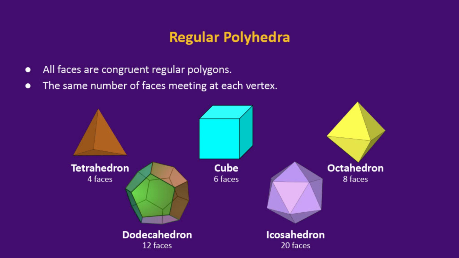The octahedron, which has 8 faces. If it's regular, each face would be an equilateral triangle, 4 triangles meeting at each vertex. Octa means 8. The dodecahedron, which has 12 faces. If it's regular, each face would be a pentagon, 3 pentagons meeting at each vertex. Dodeca means 12. And the icosahedron, which has 20 faces. If it's regular, each face would be an equilateral triangle, 5 triangles meeting at each vertex.